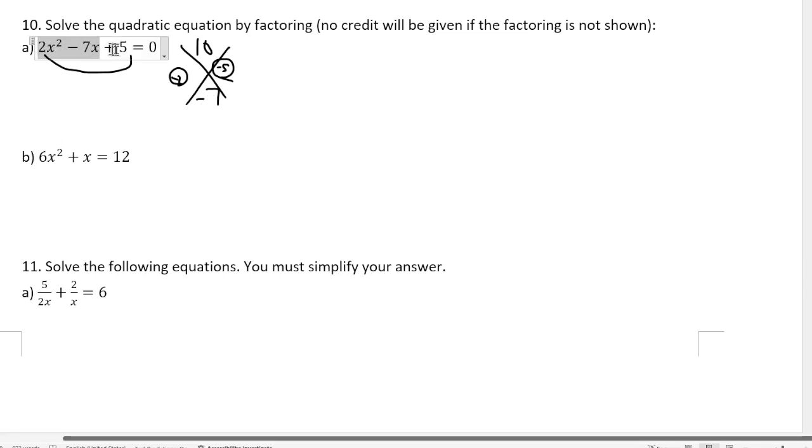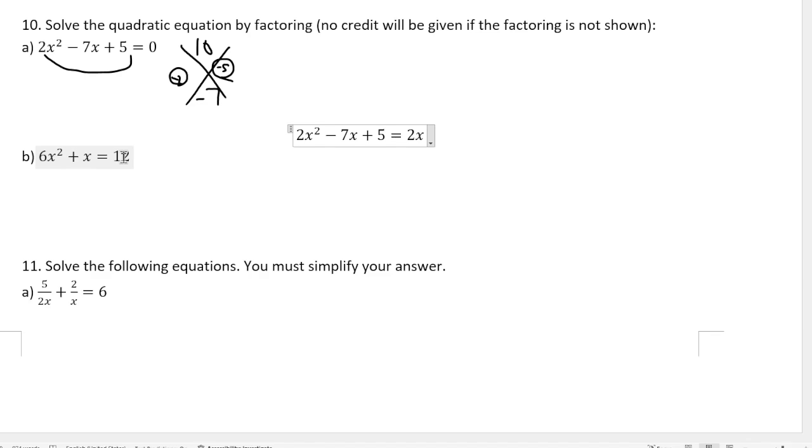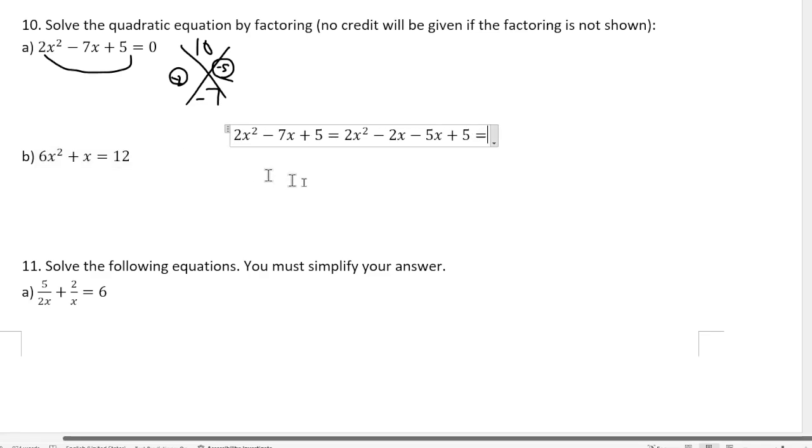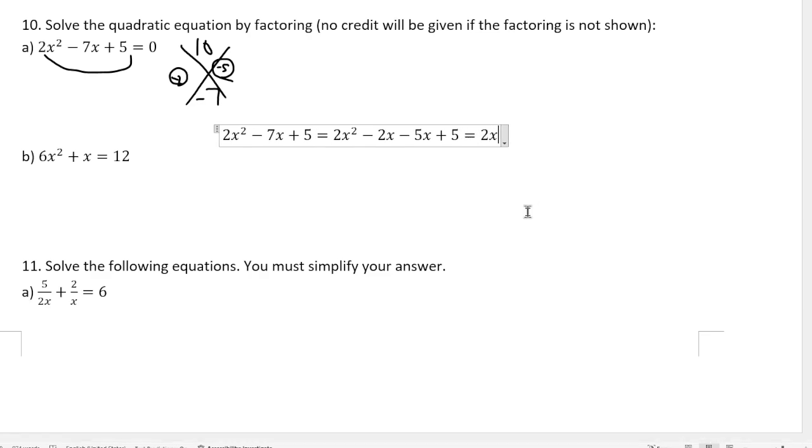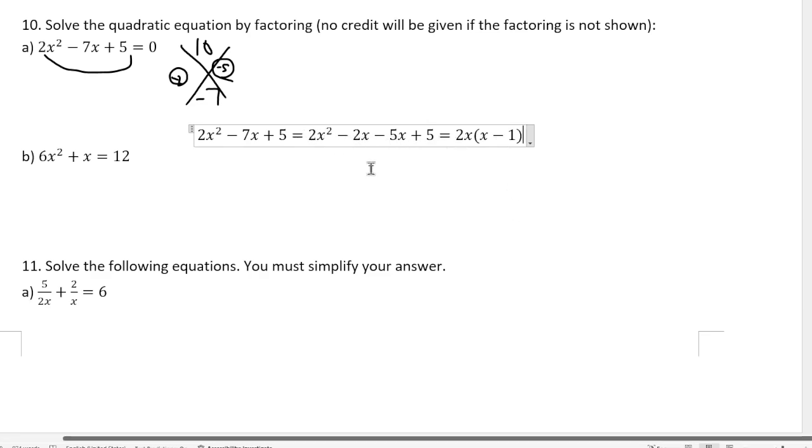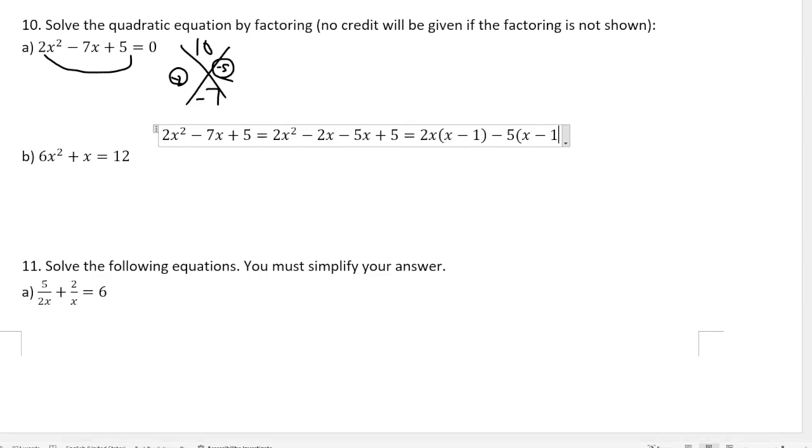So you can say this is equal to 2x squared minus 2x minus 5x plus 5. And you factor by grouping. You group the first two and factorize. See that 2x is a common factor, so put 2x. x minus 1 is what you're left with if you factor the 2x out. Minus 5. I see 5 is the common factor for both. But if you see a minus, that also has to be factored out. So you have -5 times x minus 1.